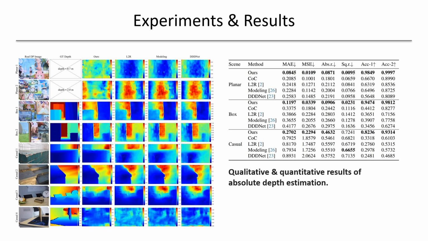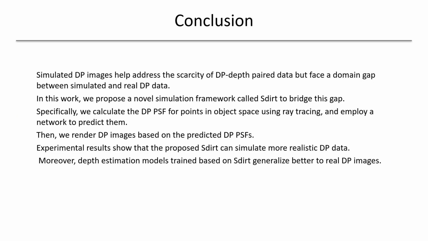Simulated DP images help address scarce DP depth paired data that face a domain gap. Our STIRT framework uses ray tracing to calculate DPPSFs and render images, producing more realistic simulations. Models trained on STIRT generalize better to real DP images for depth estimation.